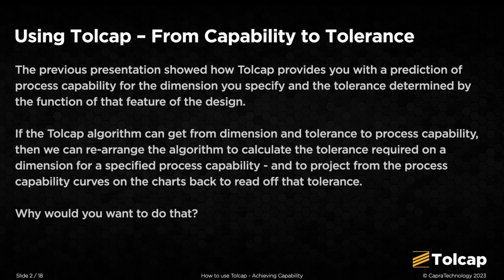As I said, the previous presentation showed how Tolcap provides you with a prediction of process capability for the dimension and tolerance you specified. Now, if the Tolcap algorithm can get from dimension and tolerance to process capability, then it should be, and it is possible, to rearrange the algorithm to calculate the tolerance required on a dimension to achieve a specified process capability. Let's establish why you might want to do that.